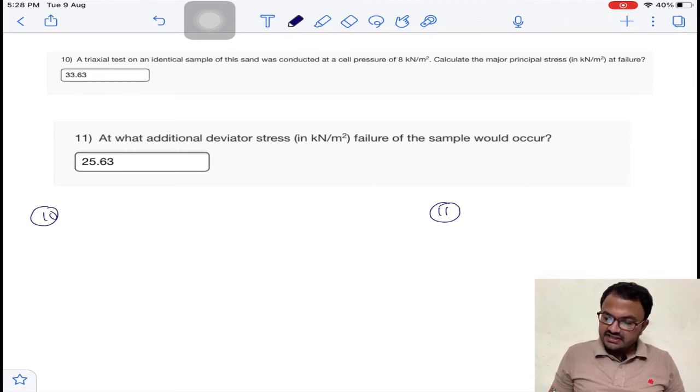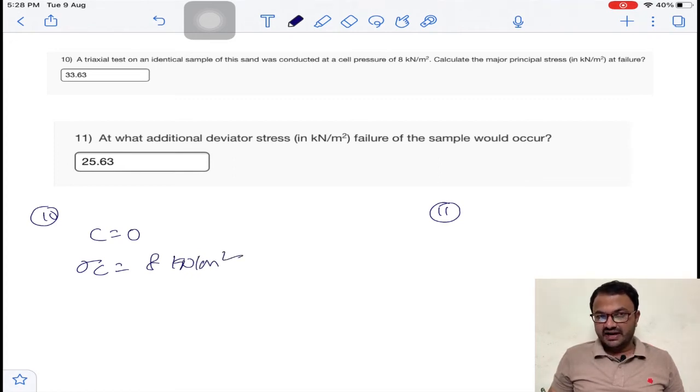A triaxial test on an identical sample of this sand. For the sand, C is equal to 0. The test is conducted at a cell pressure sigma C equal to 8 kilonewton per meter square. Calculate the major principal stress at failure. And he has already given phi equal to 38 degrees in the earlier problem, of this sand, meaning the earlier problem's sand.